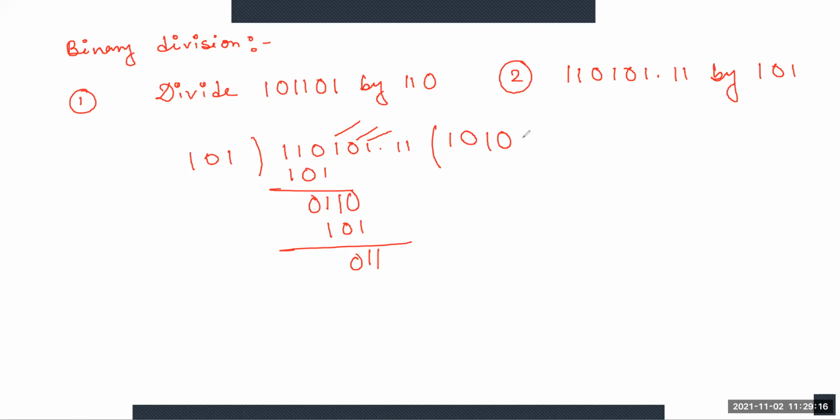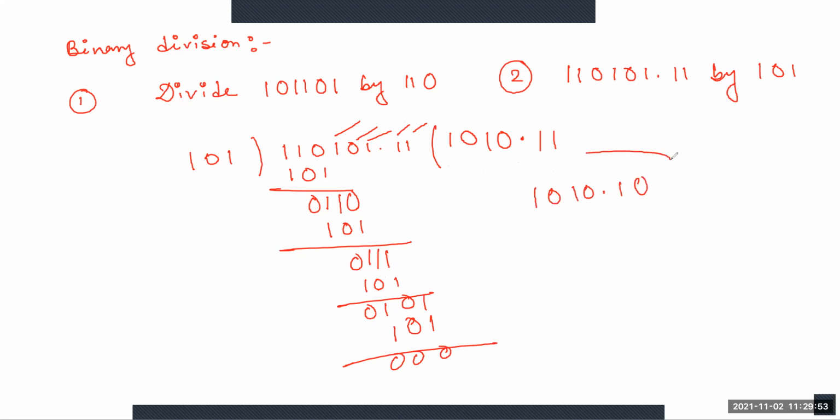After that there is a point. So now from this we are getting 1. So for 1 times this is 101. So this is 0, this is 1, and this is 0, and here this is 1. So for 1 times this is 101. This is 0 0 and 0. Okay. So in this way you can divide any number, that is 1010.